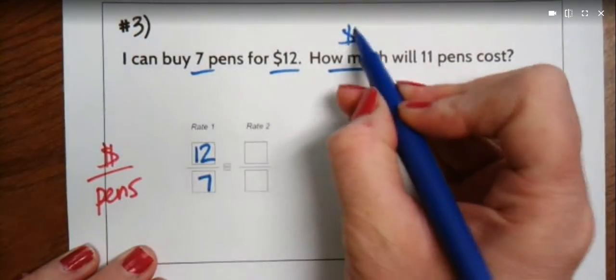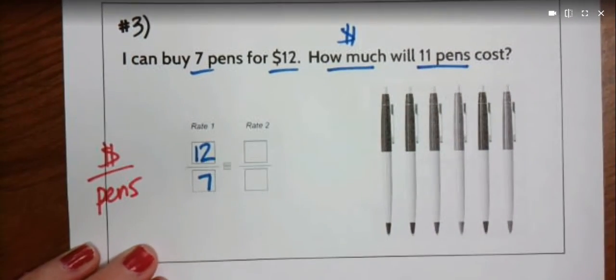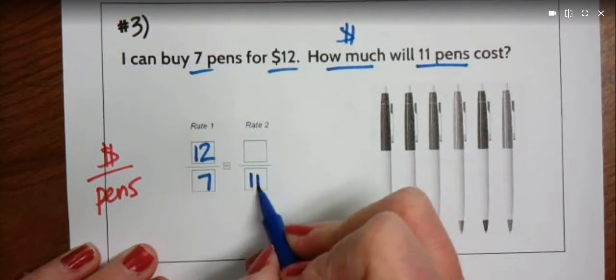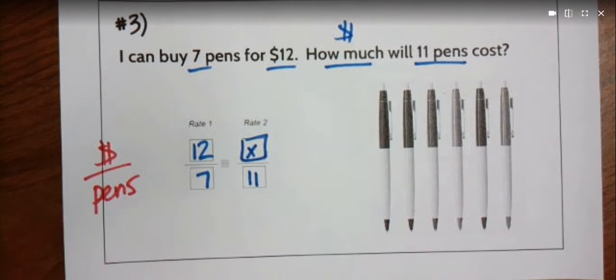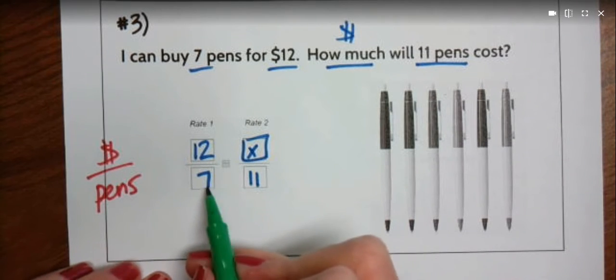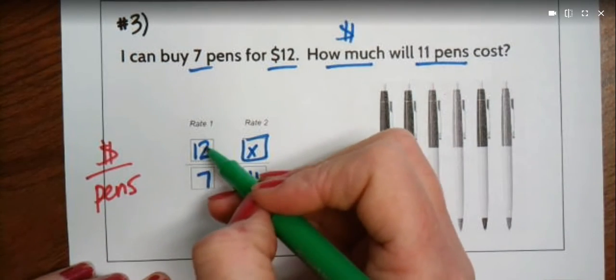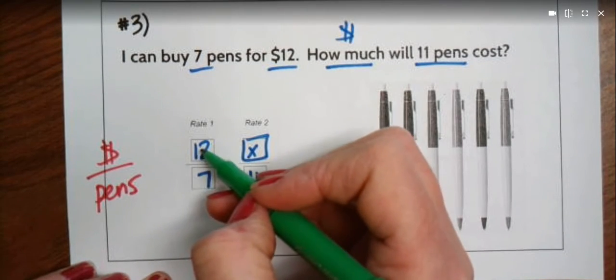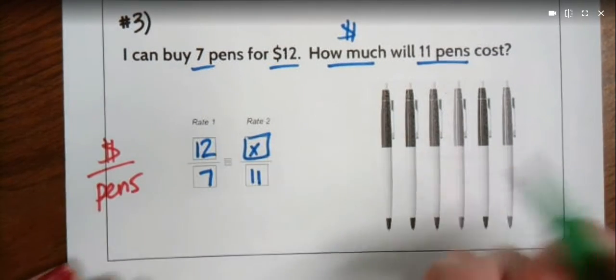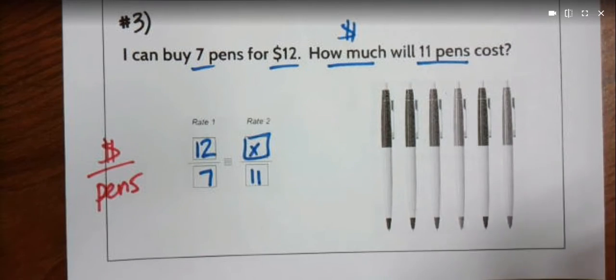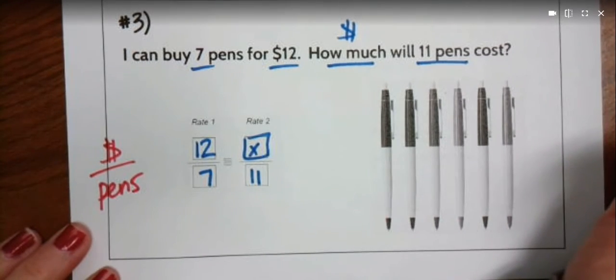How much money will 11 pens cost? Where are the pens going to go? Down here with the other pens. Okay, now in this case, do you see how there's not really a nice relationship going horizontally? 7 times what is 11? I don't really know. Either with the 12 and the 7 vertically here, 12 divided by 7 or 7 divided by 12, it's going to be an icky number. So then I can use the cross product method.